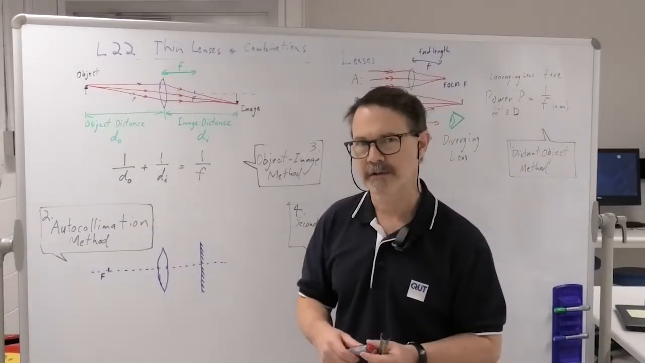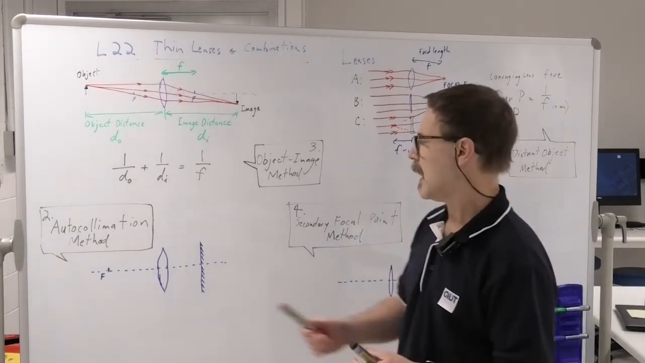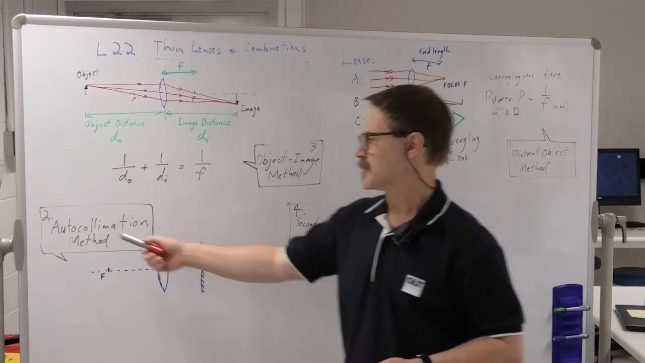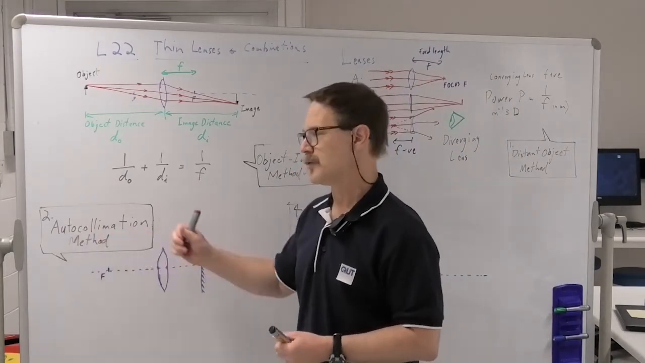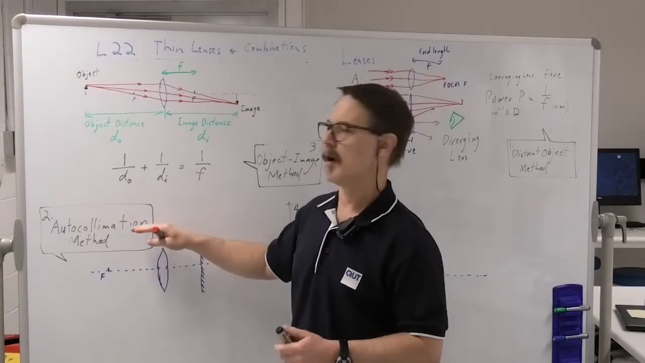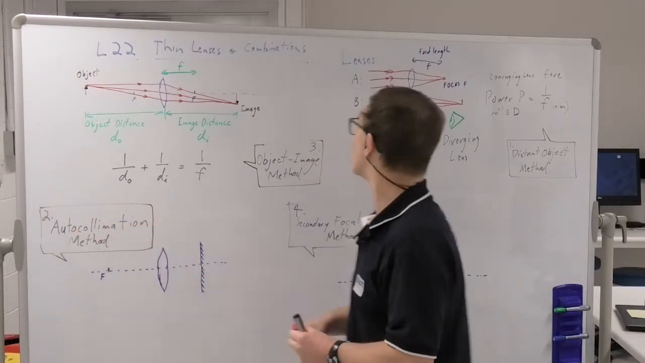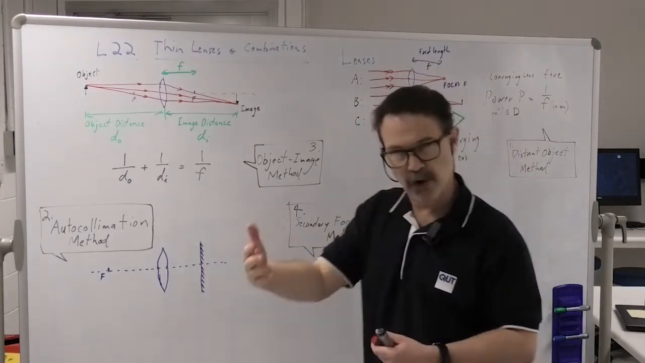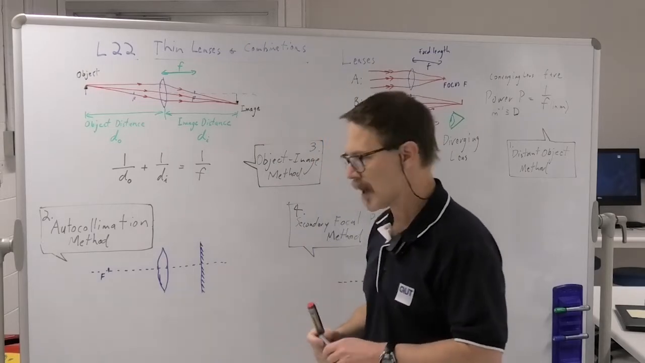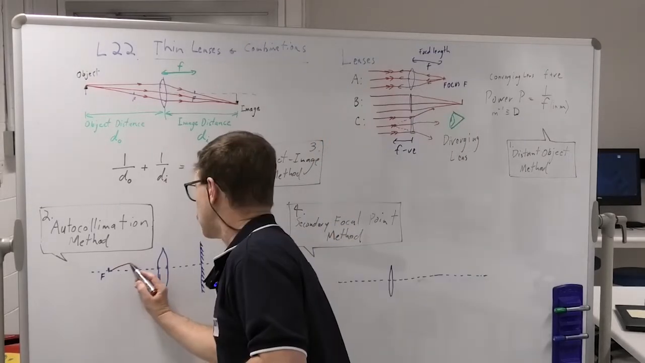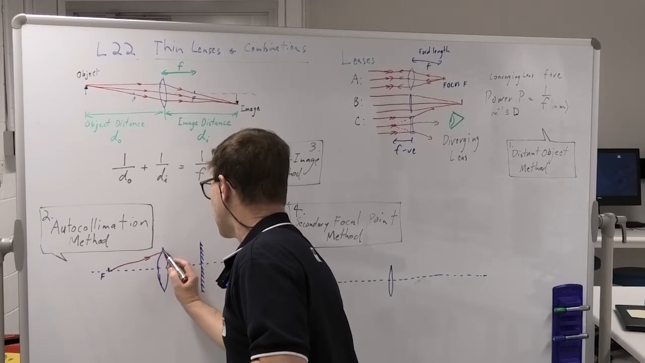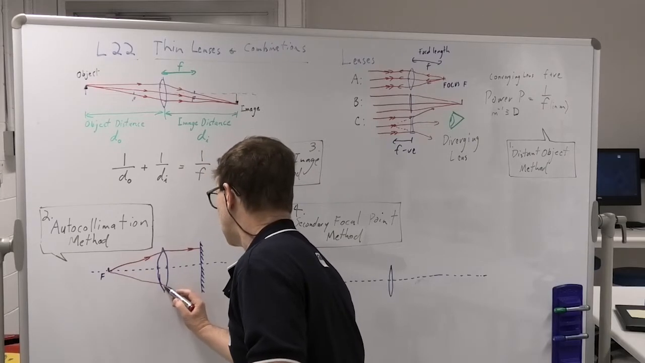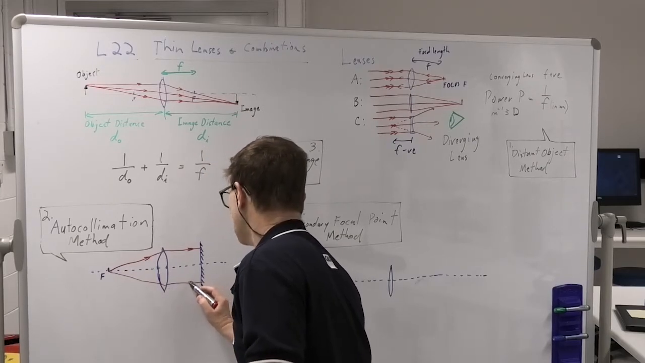The next method you're going to use to measure the focal lengths of the lenses is the auto-collimation method. Now, auto-collimation, auto means self. Collimation means a column or a beam of parallel rays. So these rays that we used over here, that are parallel rays, that's a collimated bunch of rays. If you have a ray that comes from the focal point, it should come out parallel, like so.